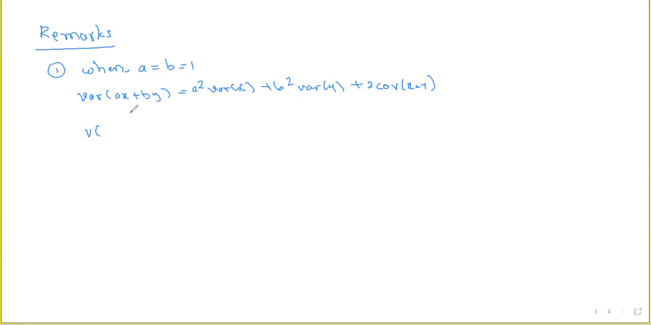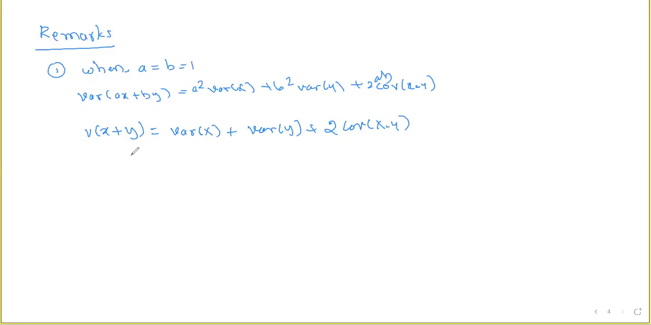So this is nothing but variance of x plus y. A square, 1 square, is 1, so remaining is variance of x plus b square, b is 1, so its square is also 1, so variance of y, plus 2ab, that is 2 into 1 into 1, that is 2 only, so 2 times covariance of x comma y. Clear?